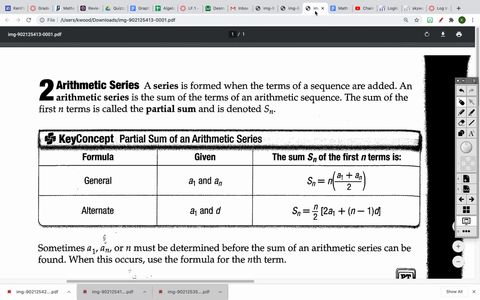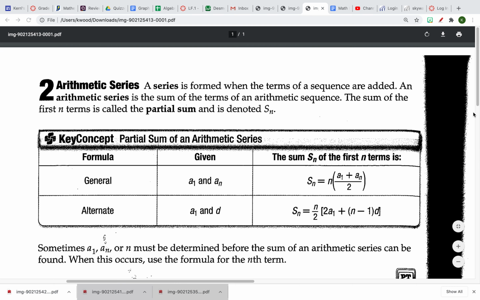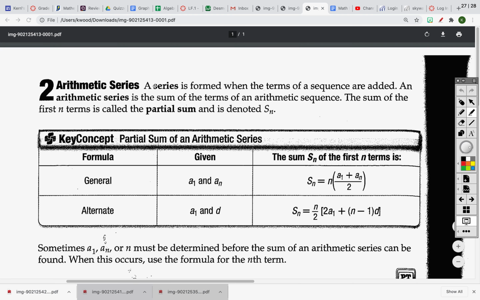is covering the arithmetic series. So the other piece of vocabulary is series. We're going to be talking about series. So a series is when the terms of the sequence are added. Let me say that again. A series is when the terms of a sequence are added together. So when I say we're doing an arithmetic series, that means we're adding the terms in an arithmetic sequence.